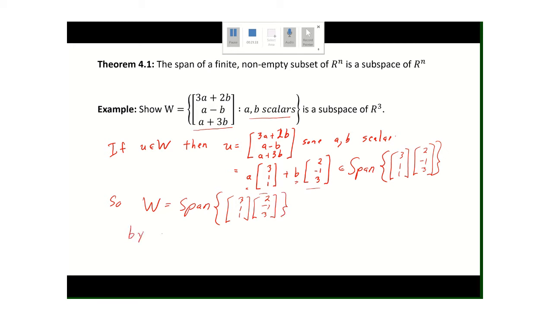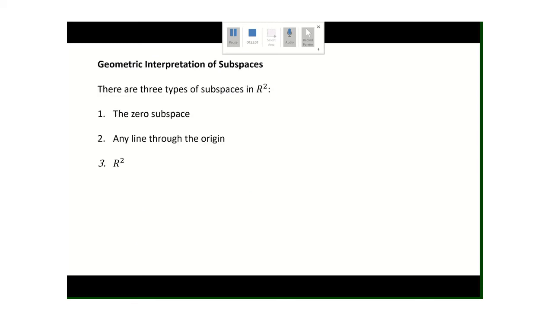And then, by theorem 4.1, W is a subspace. So in this case, all I had to do was show that it was a span of a collection of vectors, and because it is the span, it is automatically a subspace according to the theorem. Okay? So it's another way of showing something is a subspace, if you can show that it is the span of a set of vectors.